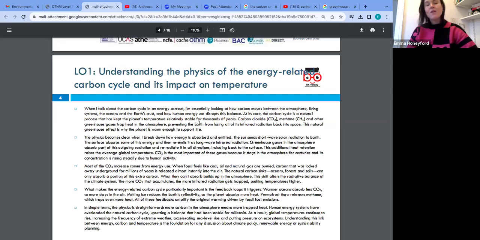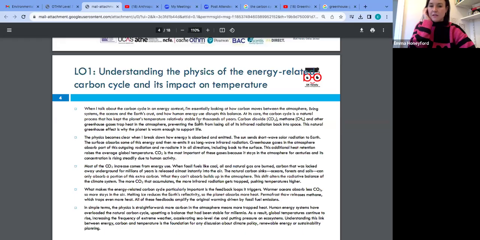It's given life to us on this planet for thousands of years. So carbon dioxide, also known as CO2, methane, CH4, and other greenhouse gases help trap heat in the atmosphere, preventing the Earth from losing all of its infrared radiation back into space. So essentially, it means that greenhouse gases exist to store energy and heat and warmth, which is a natural process, which is what we need to support all life. So it's the natural greenhouse effect, and it's why the planet is warm enough to support life.